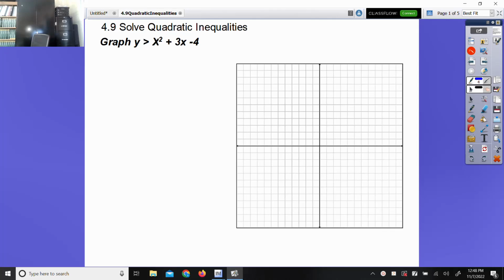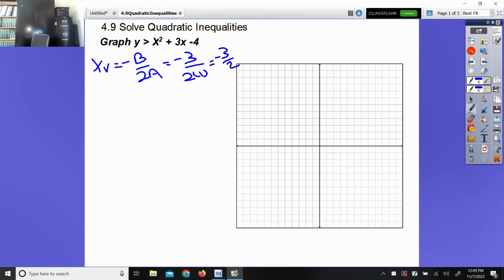How do you find the vertex? Find x, which is negative b over 2a. The x coordinate of the vertex is opposite b over twice a. So negative 3 over 2 times 1. Negative 3 halves.